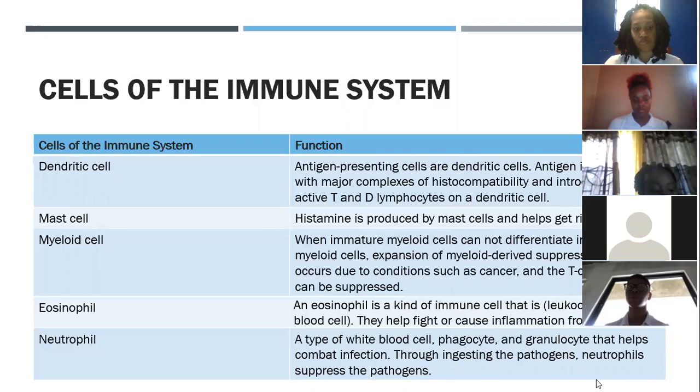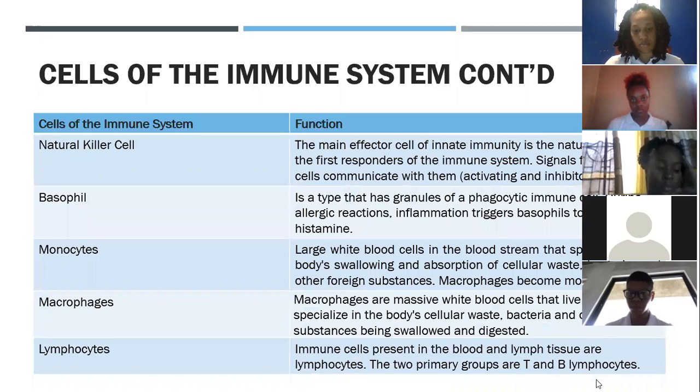A neutrophil is also a type of white blood cell, a phagocyte and granulocyte, that helps combat infection. Through ingesting the pathogens, the neutrophils suppress them. Another cell is the natural killer cell. The main effector cell of innate immunity is the natural killer cell, and it is the first responder of the immune system. Signals from other cells communicate with them, activating and inhibitory.